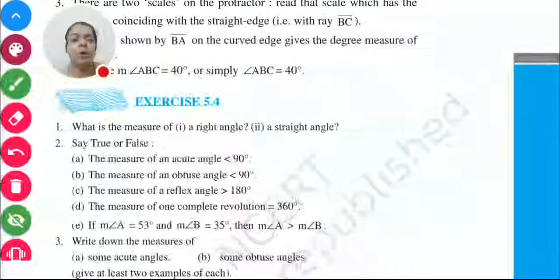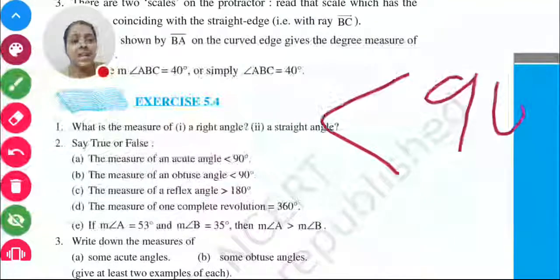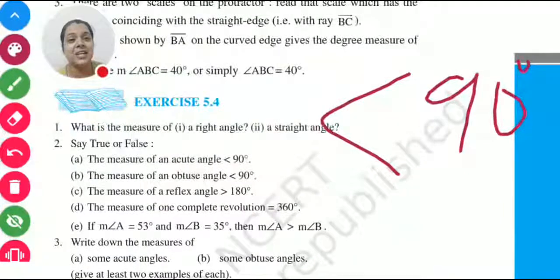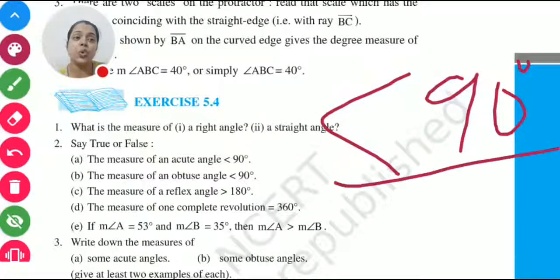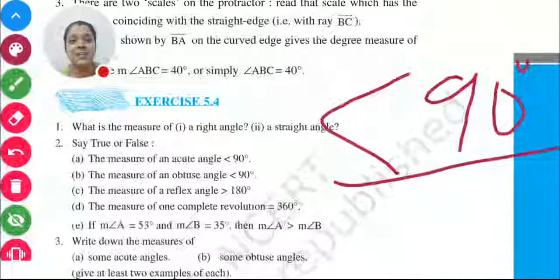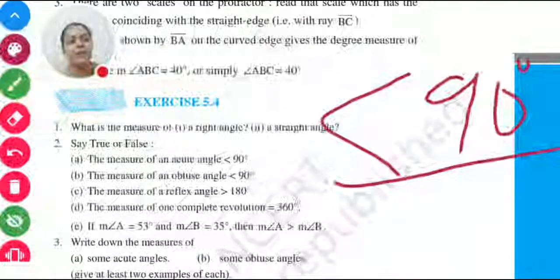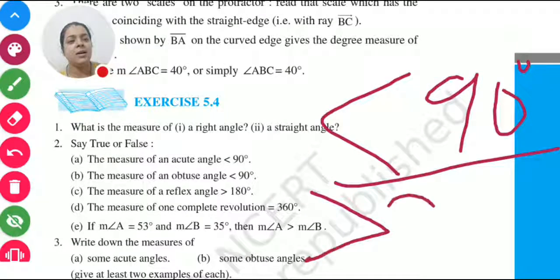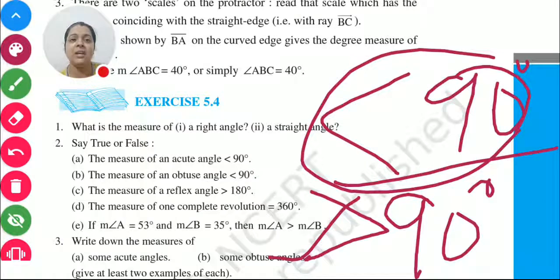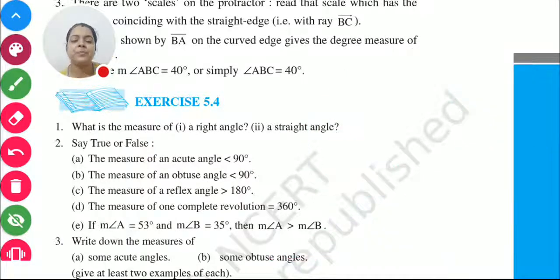Let's go for number B then. The measure of an obtuse angle is less than 90 degree. Are you sure? As per my knowledge, obtuse angle is actually more than 90 degree and less than 180 degree. But here it shows that it is less than 90 degree. So what is it? Acute angle then? Undoubtedly the answer will be wrong. It is false. Actually, if it is written this way, 90 degree, then it would be correct. But as it is written this way, it is completely incorrect.